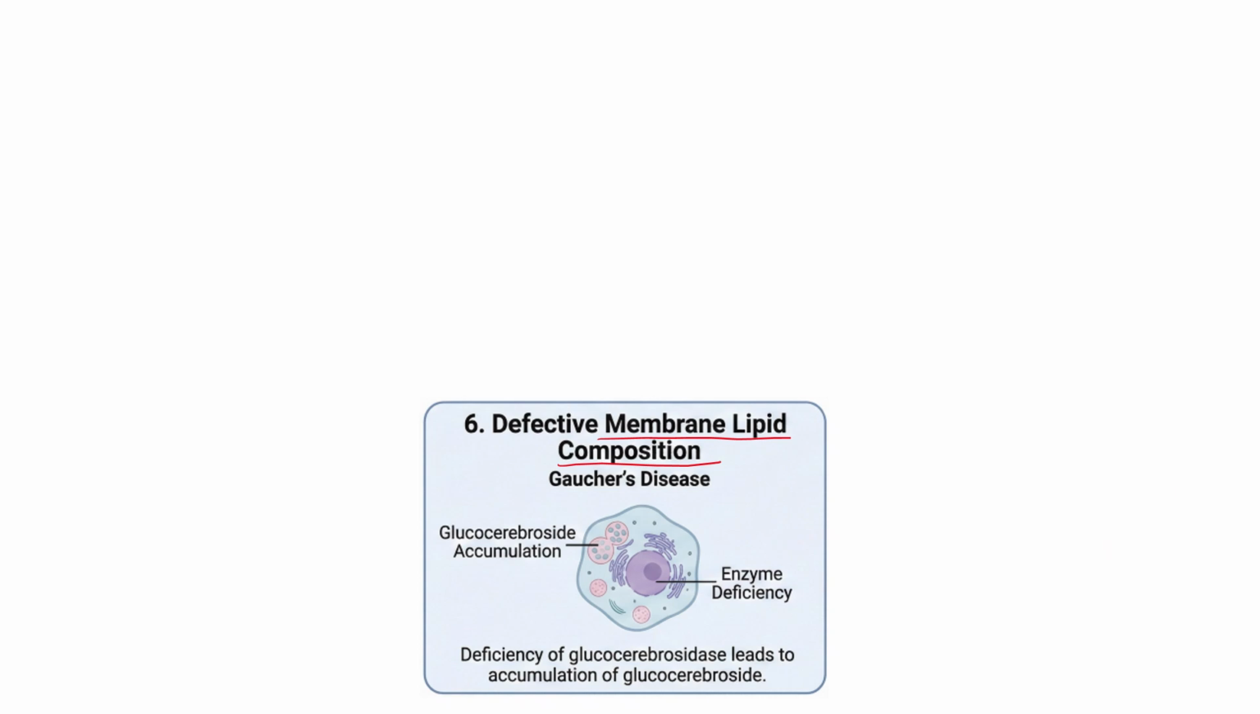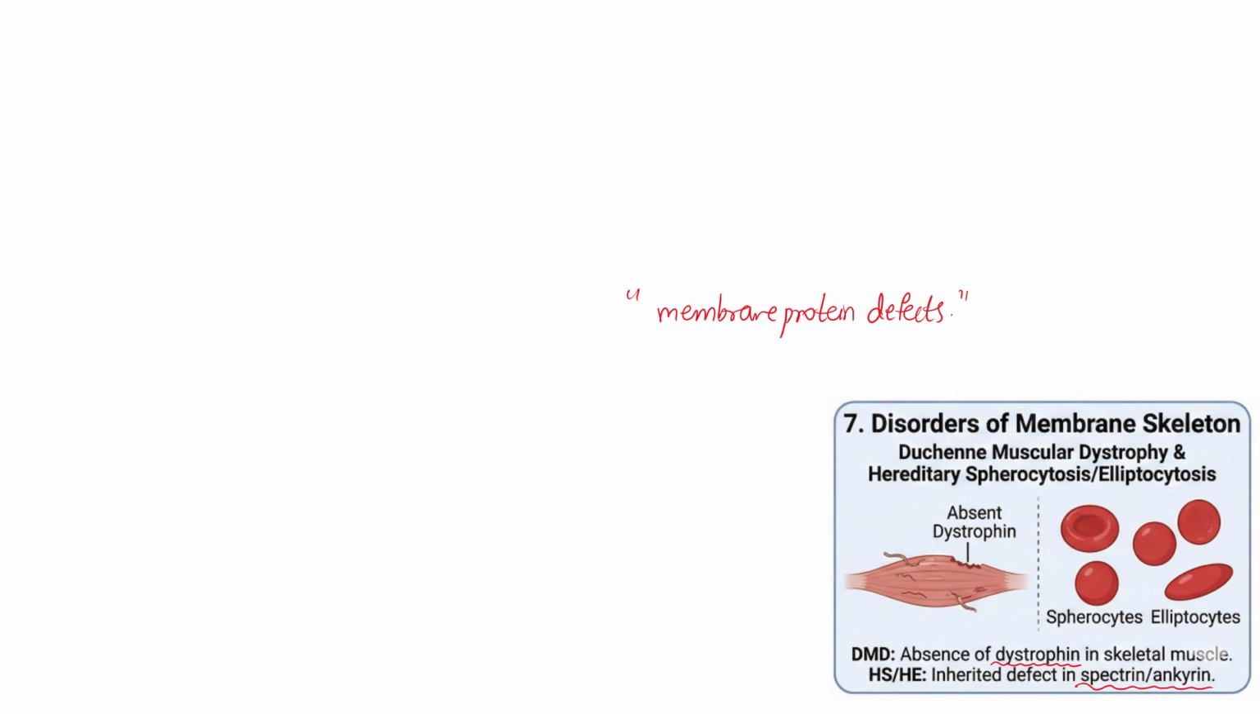And then now coming to the disorders of the membrane skeleton, membrane protein defects again. So in diseases like Duchenne muscular dystrophy and hereditary spherocytosis or elliptocytosis, there are defects in the membrane proteins. In DMD, there is absence of the protein completely. Dystrophin is the protein that is completely absent in Duchenne muscular dystrophy. And in hereditary spherocytosis, there is a defect in the spectrin or ankyrin protein, resulting in hereditary spherocytosis or elliptocytosis.